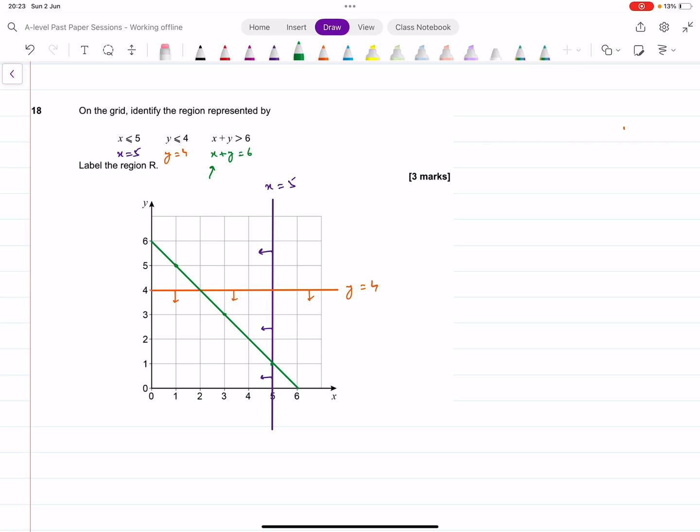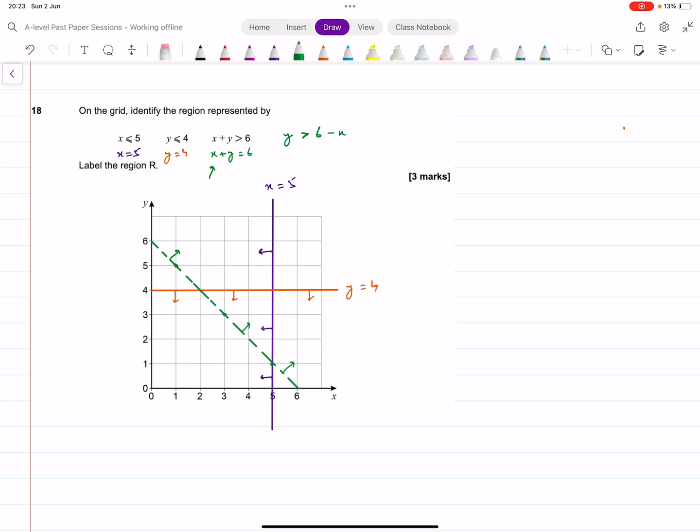Okay, and what about the green line? You first should make y the subject. When you make y the subject, that gives you y greater than 6 minus x. It's a greater than sign. You have to be above this line. And since there's no equality sign here, it's a strict inequality, you should make it dotted or dashed so that it's clear that the points on the line are not included.